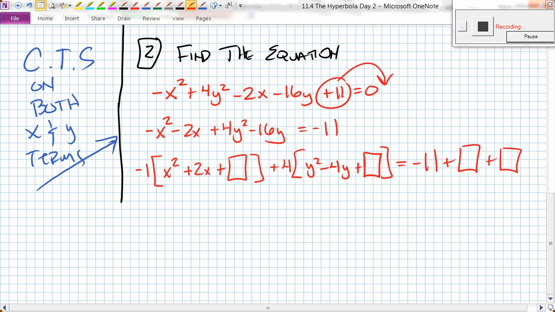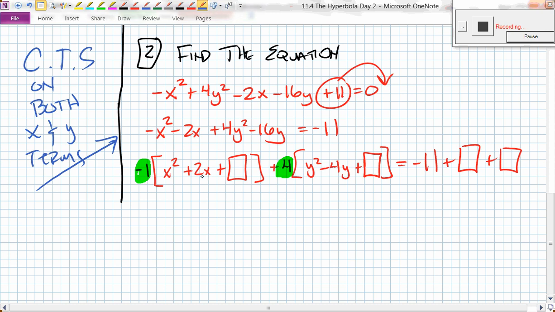Now there are 2 warnings. Does anyone see both of the warnings? 1, 2 people see it? 3 people, 4, 5, 6 people? Oh, lots of people see it, right? The first warning comes with a negative 1 being factored out, and the second warning comes because there's a 4 being factored out. So what's the magic number for the perfect square trinomial in the x term?